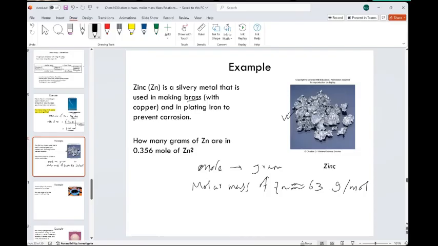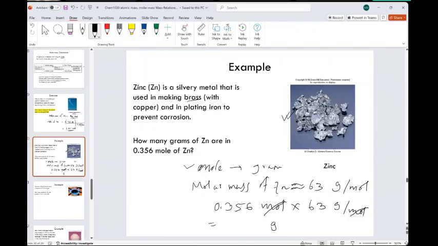Okay, so that means again molar mass. That means 1 mole of zinc equal to about 63 gram, or 63 gram is about 1 mole. Depends which way you want. Now we want to go from mole to gram, so we need to multiply with the molar mass. So 0.356 mole times 63 gram over mole. So mole cancel out, you have something in gram.